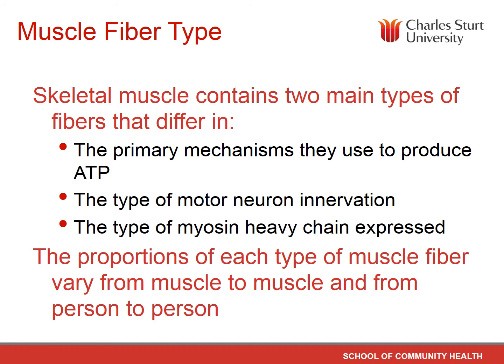So within the myosin molecule, there's different isoforms, so different variations in the heavy chain, which is part of the molecule, and that really affects the function of how the myosin works. Now, the proportions of each type of muscle fiber vary from muscle to muscle and from person to person.